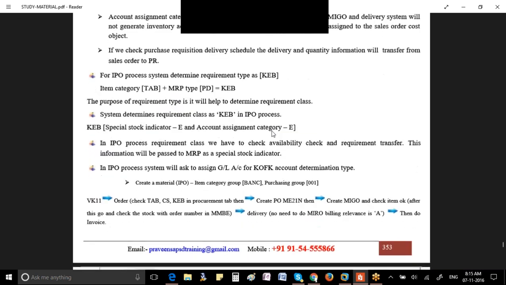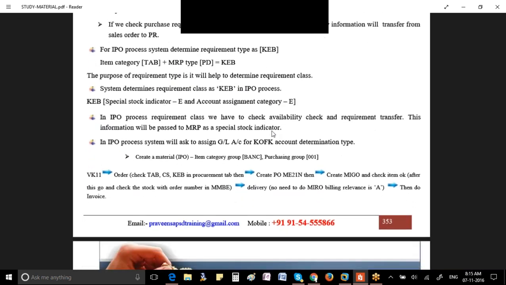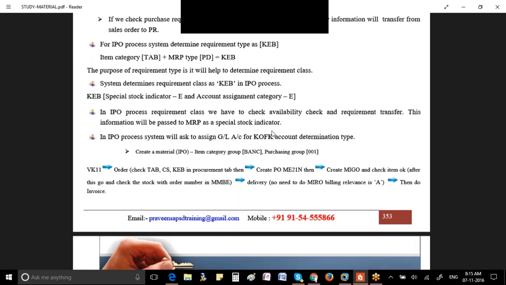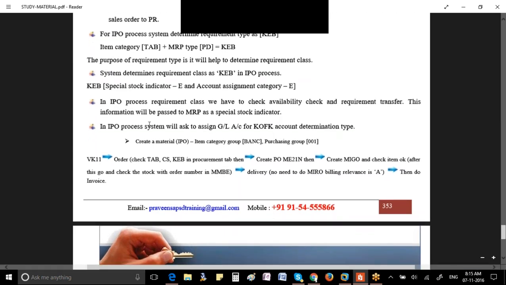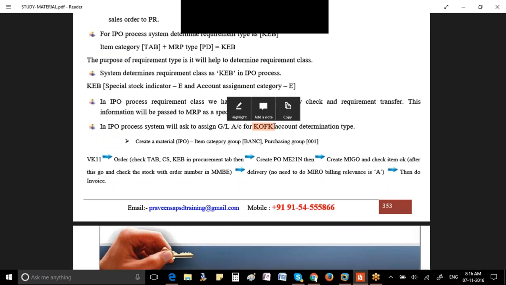KEB also we have special statement, IPO requirement. Yeah, and the next is in IPO, the system will check or ask you to assign the GL account for KOFK. Here costing is there, right? Generally we go for KOFI, which is without costing, CO module. But here what happens, we are procuring the goods, and the cost is incurred.